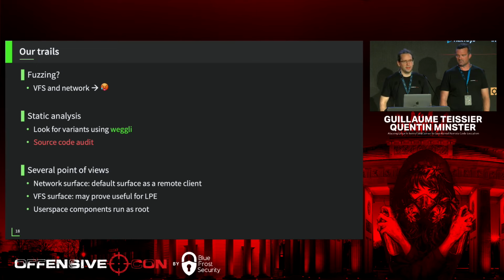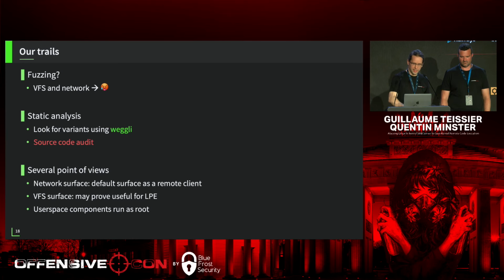But the VFS surface is also important because as a local attacker, you could just play with files on the share and then access those files through the SMB protocol, and maybe you can again use useful effects to that mechanism. And lastly, the last component was the user space component doing RPC.